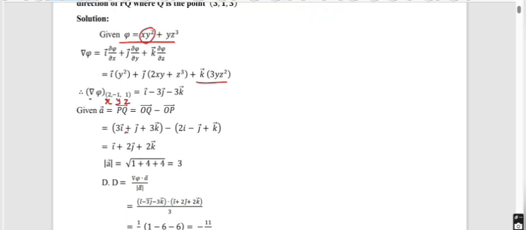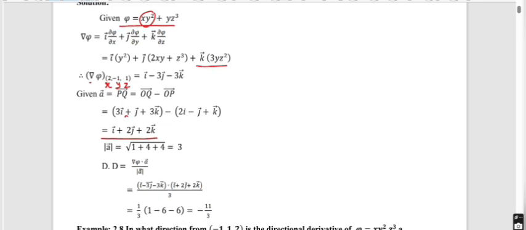Subtracting this from 3i vector plus j vector plus 3k vector, we have i vector plus 2j vector plus 2k vector. This is the A vector. From this A vector we find the modulus of A vector, that is square root of 1 square plus 2 square plus 2 square, that is equal to square root of 9, that is equal to 3.